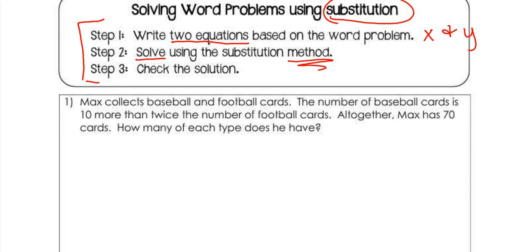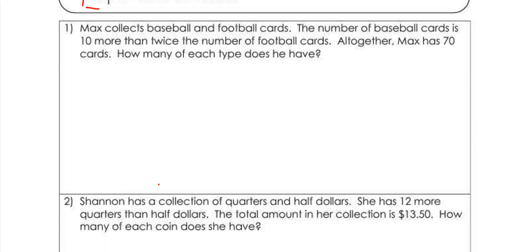For number 1, Max collects baseball and football cards. The number of baseball cards is 10 more than twice the number of football cards. Altogether, Max has 70 cards. How many of each type of card does he have? So the very first thing we need to do is figure out what are the 2 things going on in this problem. So just from reading the problem, I know that we have 2 types of cards. We have baseball and football cards.